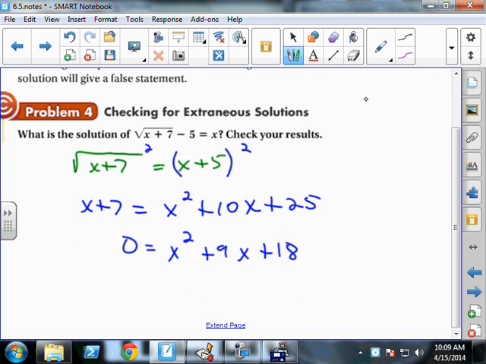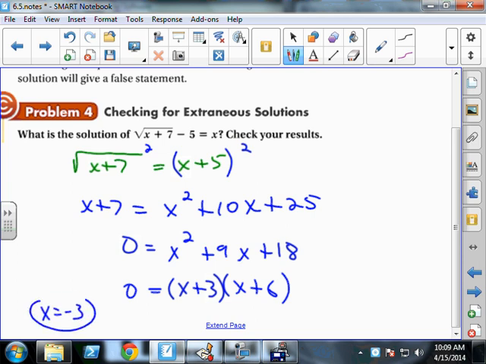Okay. So, once we get it that far, looks like I've got a quadratic equation. Oh, this one factors. What am I thinking? This factors. Wow. So I think that x is negative 3, and I think that x is negative 6. Okay, I think. But I got to check.